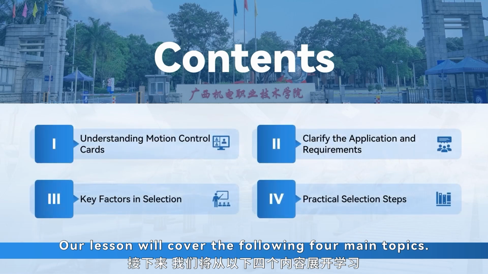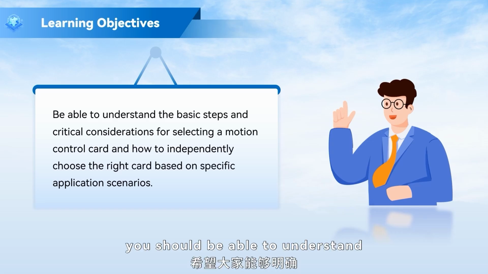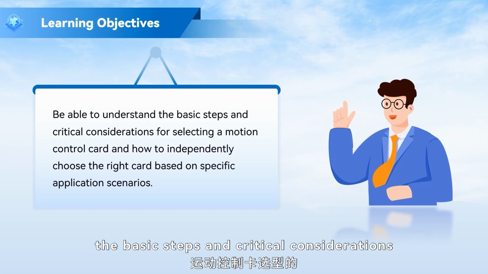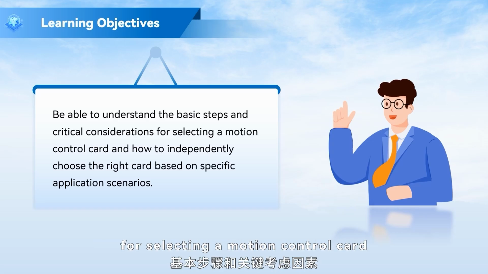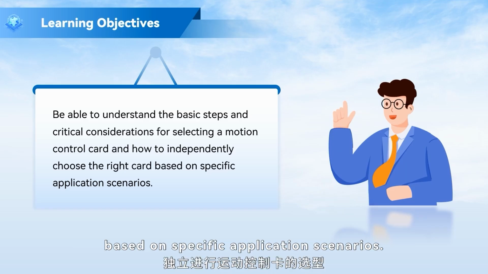Our lesson will cover the following 4 main topics. Through this lesson, you should be able to understand the basic steps and critical considerations for selecting a motion control card, and how to independently choose the right card based on specific application scenarios.